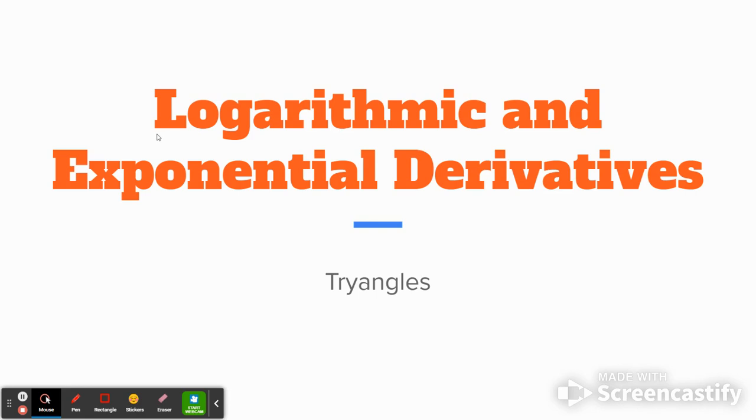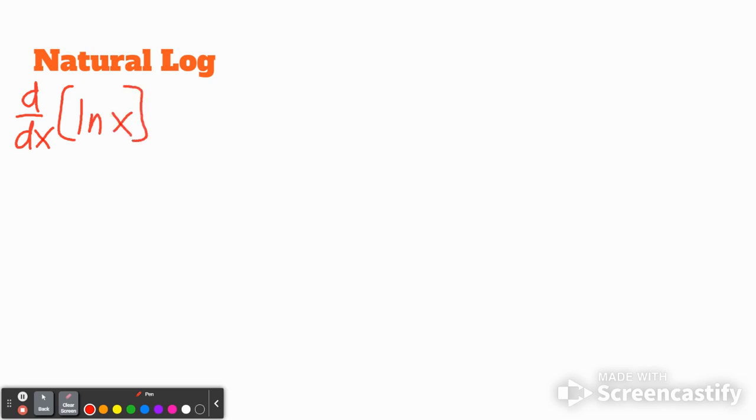So I will talk about deriving logarithmic functions, that would be the natural log, and other logarithms. And I will get to exponential derivatives with base e and other exponential functions with bases other than e. So let's get started. So first off, the natural log. The first thing you need to know, and probably the most important, is that the derivative of a function that is the natural log of x is equal to 1 over x.